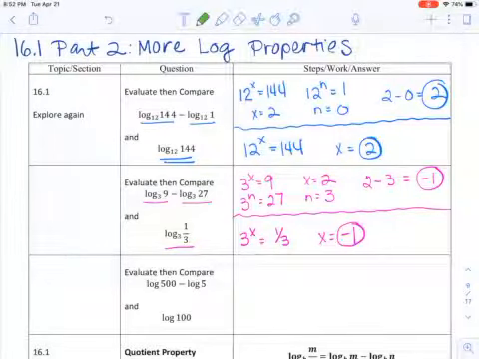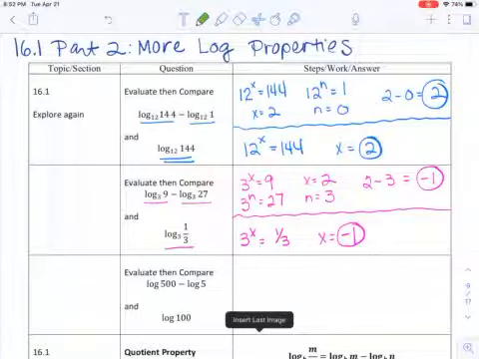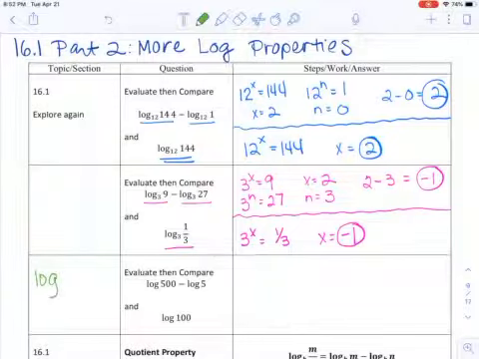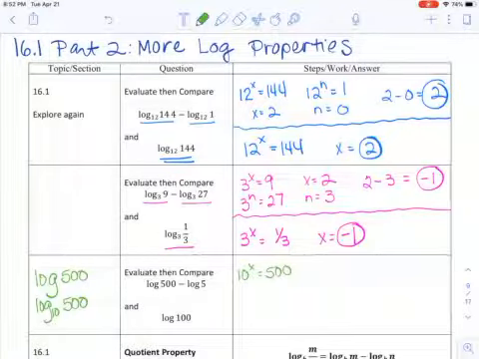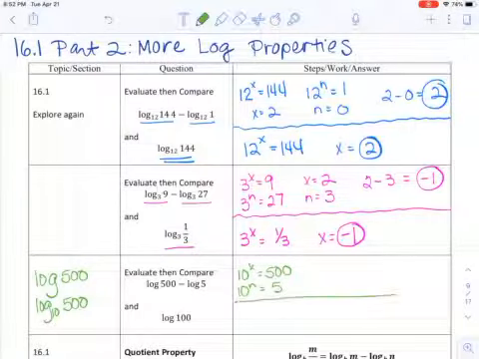Okay, and then log of 500 minus log of 5. Just as a reminder, if it says log with no power down here, this really means log base 10 of 500. So this is saying 10 to what power is 500, and 10 to what power is 5. I don't know what those are off the top of my head.